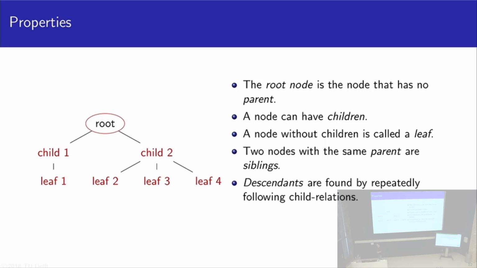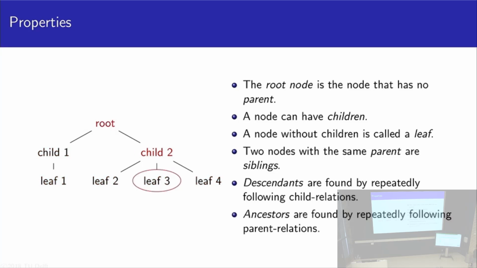Then we have descendants. And we can find all of the descendants by repeatedly following child relationships. So the child of my child is also a descendant of mine. And a child of a child of a child of mine is also a descendant of mine, and so on and so forth. So repeatedly following such a child relation gives us all of my descendants. And of course, the other way around, repeatedly following the parent relation then gives me the ancestors. So for leaf 3, child 2 is its parent, and the root is the parent of the parent, so also an ancestor.